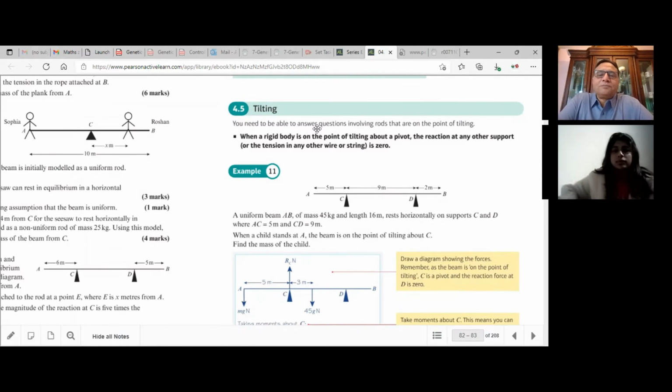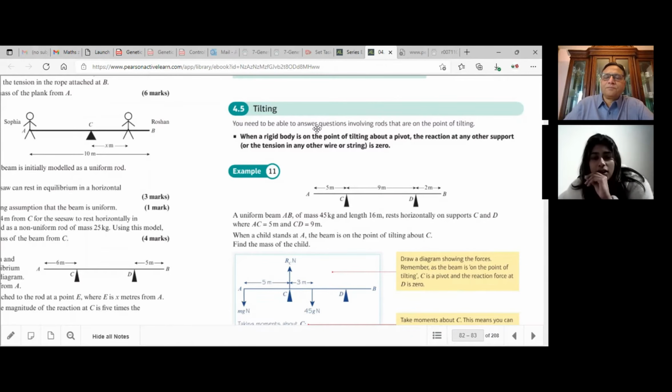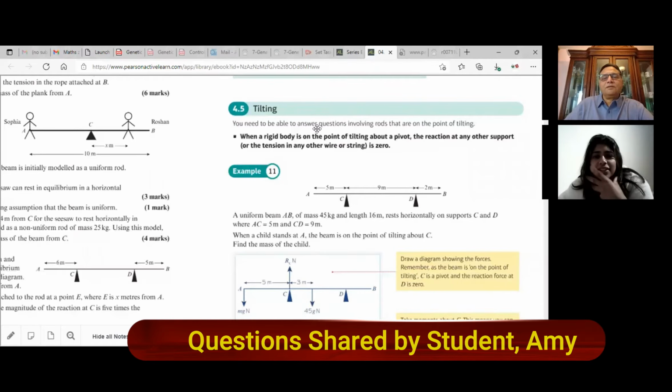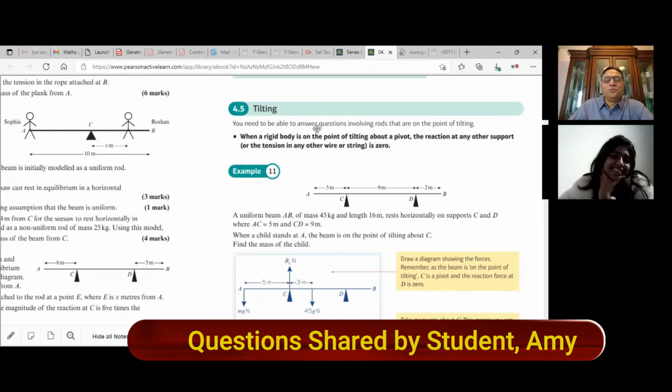Amy, what do you know about tilting? So let's say, with the diagram, there's tilting about the point C. The reaction or the tension at D would be 0. And then you just find the moments at each point, and I guess go from there. That's what I kind of did at school. I don't really understand how to explain it. Okay. So we can read this.